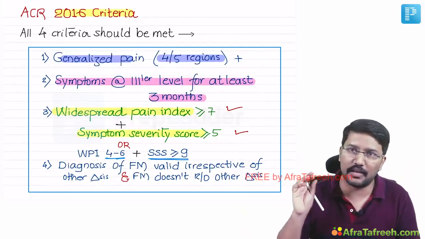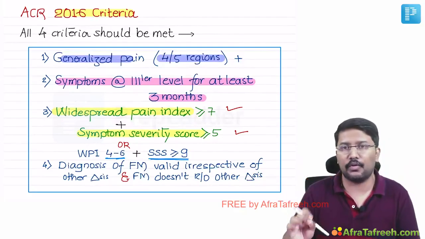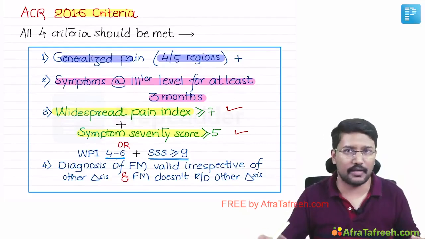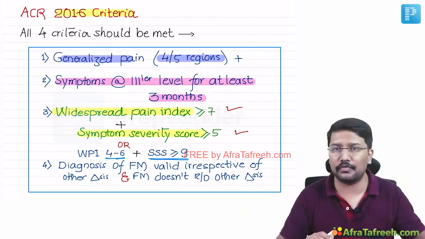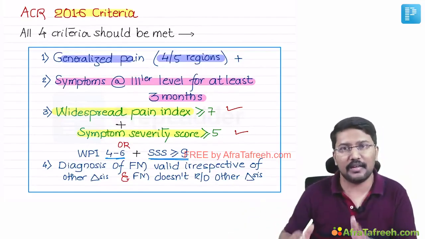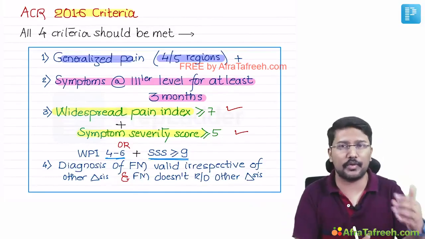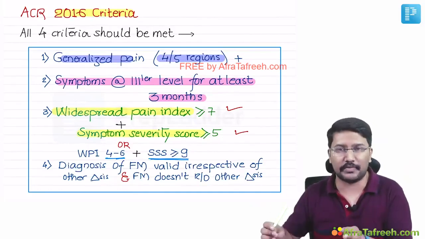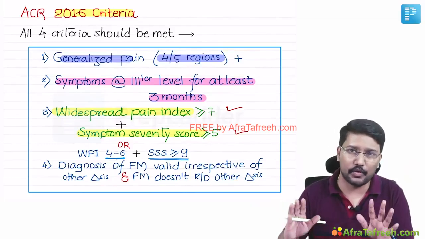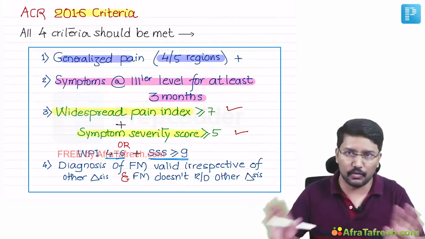Now the last criteria, number 4, is very, very important, and I want you to pay attention to that. What is criteria number 4? The diagnosis of fibromyalgia holds good regardless of other diagnoses. Even if it is a case of, say, rheumatoid arthritis or any neurological disorder or any endocrine disorder, if these criteria are satisfied, the fibromyalgia diagnosis holds good. For example, if it is a case of rheumatoid arthritis and fibromyalgia criteria are satisfied, you may say this is a case of rheumatoid arthritis with fibromyalgia. So the diagnosis of fibromyalgia is consistent with the diagnosis of other entities. Both are applied.